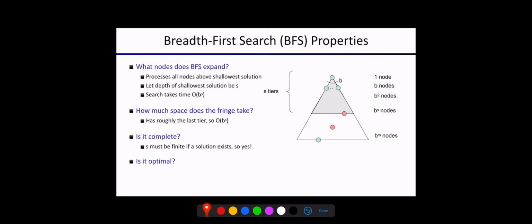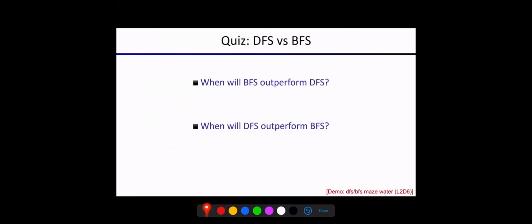Is it optimal? I mean, does it find the best solution? If your definition of the best solution is the shallowest one, yes, it does, of course. But that means that the costs are all one: each hop costs you 1 unit, and all hops cost the same. That can change in another setting. But in this setting, the algorithm is complete, it's optimal, and it takes exponential time and exponential space complexity. Now, they do have some advantages and disadvantages with respect to each other.